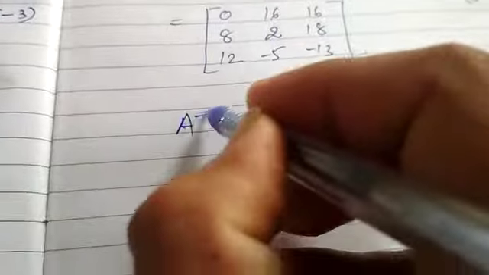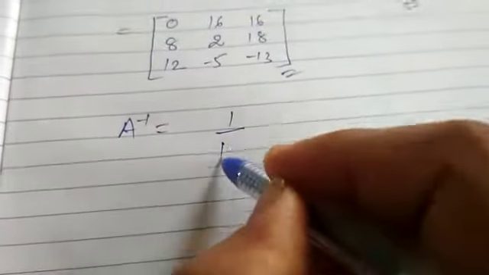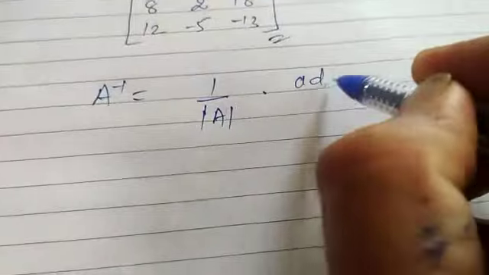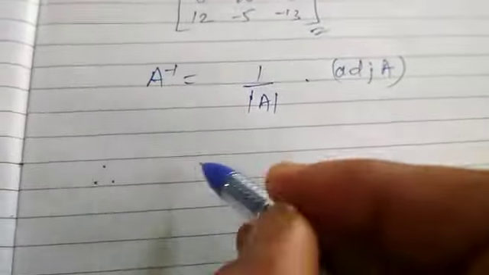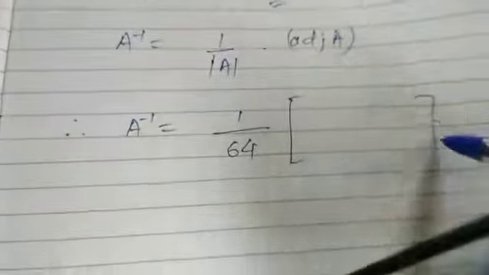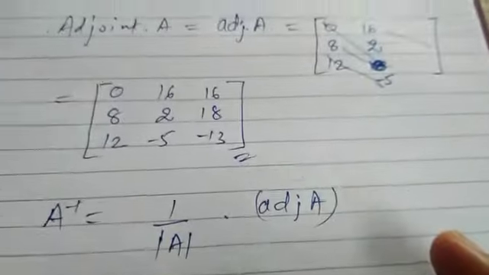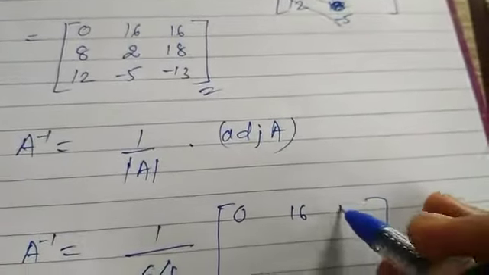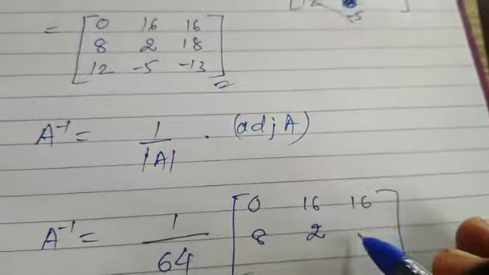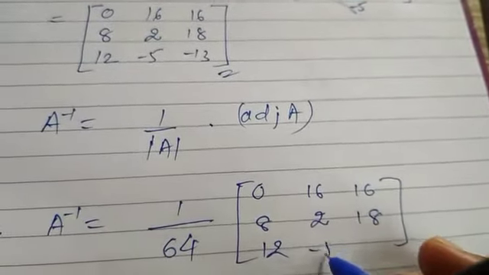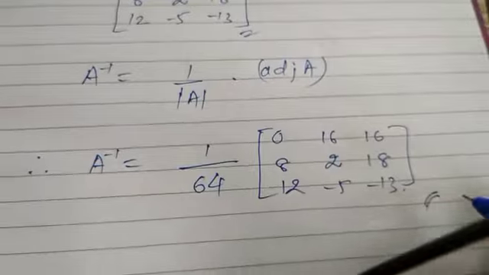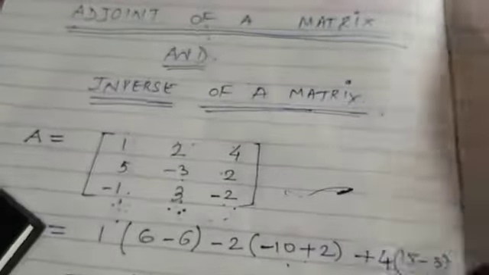If you want to find A inverse, this is nothing but the formula 1 upon determinant of A into adjoint of A. Therefore, A inverse is nothing but, what is determinant of A? We have calculated 64. 1 upon 64 times this matrix, the adjoint of A. It is 0, 16, 16, 8, 2, 18, 12, minus 5, minus 13. So this is how you find the inverse of A using the adjoint method.